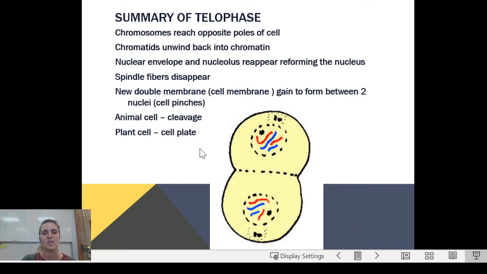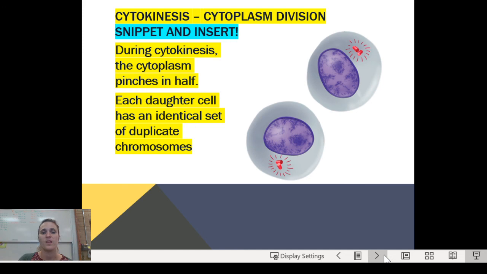And then this is just a summary. Basically, you get the chromosomes on either side, you go back to chromatin, you get a nuclear envelope, your spindle fibers go away, and then you're going to try to get 2 cells right there. The last portion of the cell cycle is cytokinesis. That's where you're going to now separate. So go ahead and put cytokinesis, then pause and take a snippet of this picture right here, now that we have 2 individual cells.